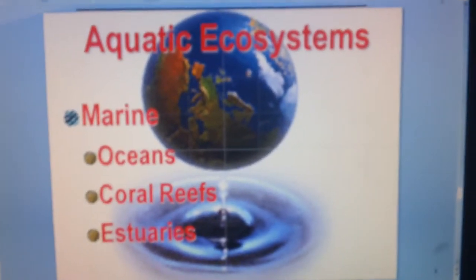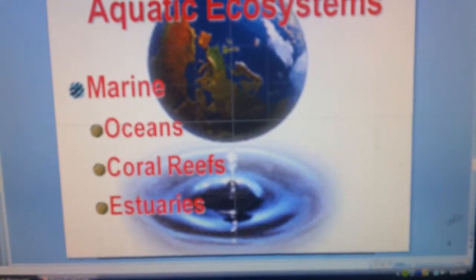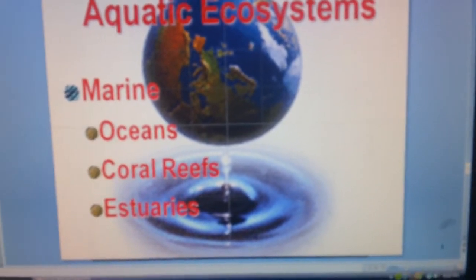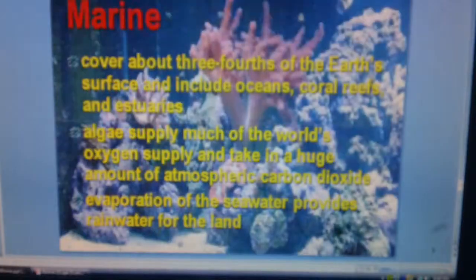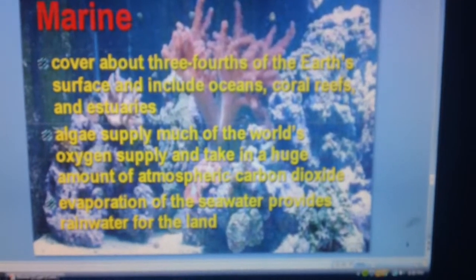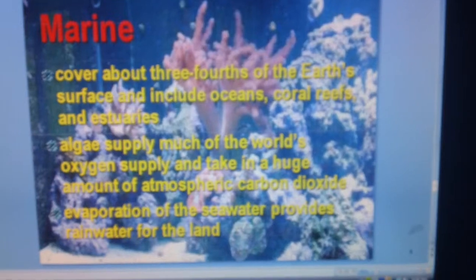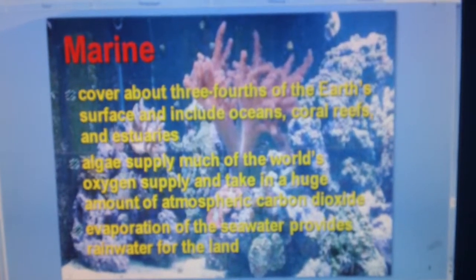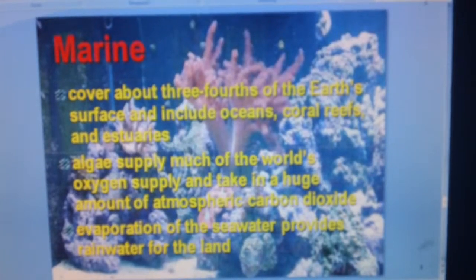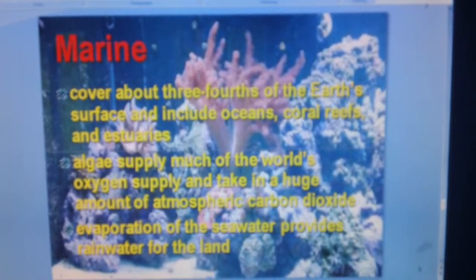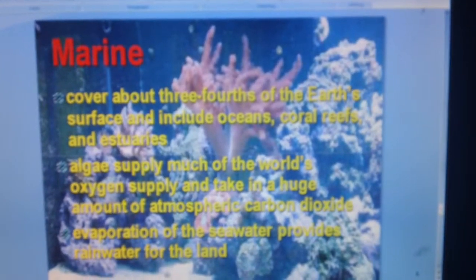The marine part of the aquatic ecosystem consists of oceans, coral reefs, and estuaries. They cover about 3/4 of the Earth's surface. Algae supply much of the world's oxygen and take in a huge amount of atmospheric carbon dioxide. Evaporation of the seawater provides rainfall for the land.